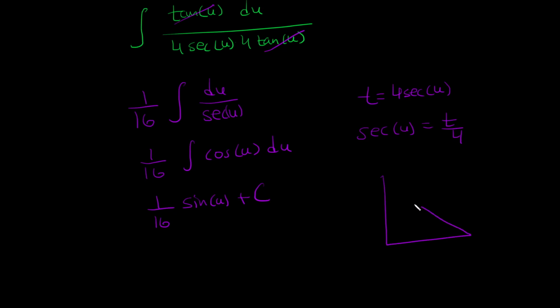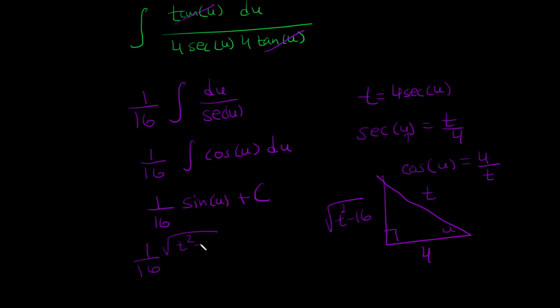So if we make a right triangle, the angle over here is u. Secant is 1 over cosine, so if I flip both sides, you can think of this as cosine of u equals 4 over t. That's going to be adjacent over hypotenuse. And to get the missing side, you just take the square root of t squared minus 16. So now if I'm looking at sine u, that's going to be opposite over hypotenuse, which is the square root of t squared minus 16 over t, plus c. And so this is our final answer.